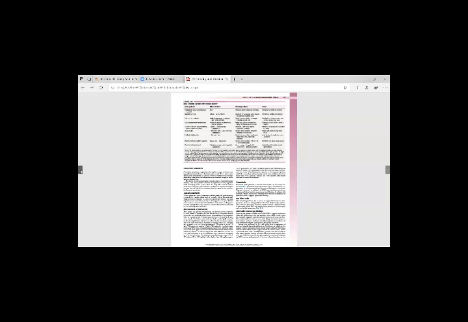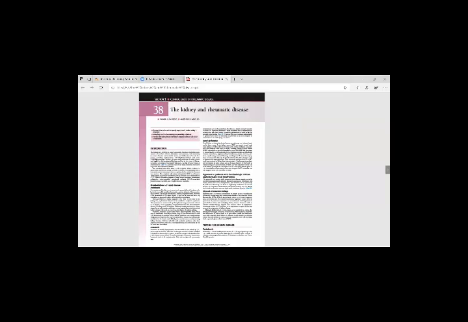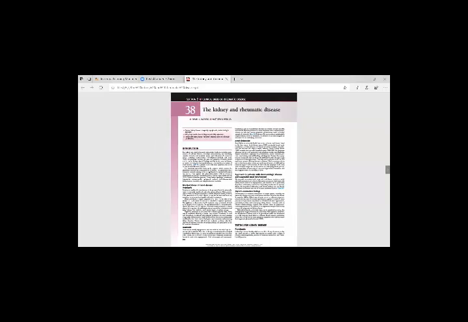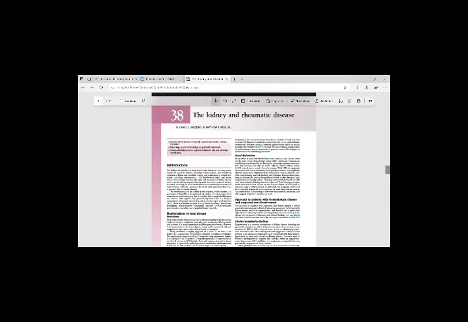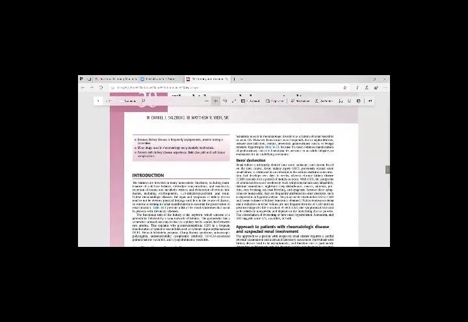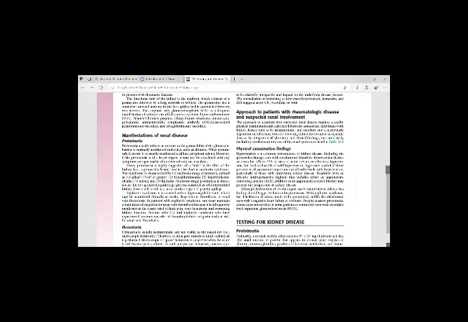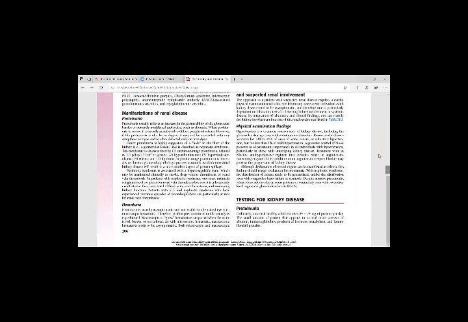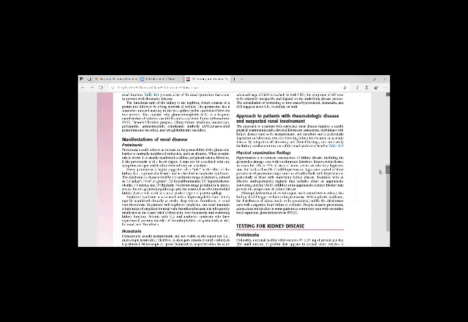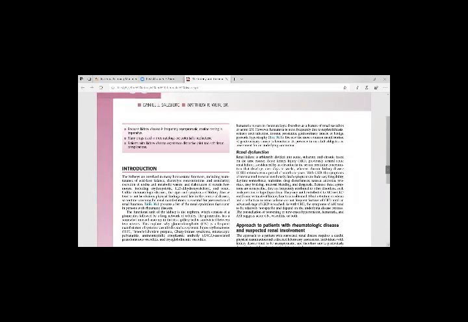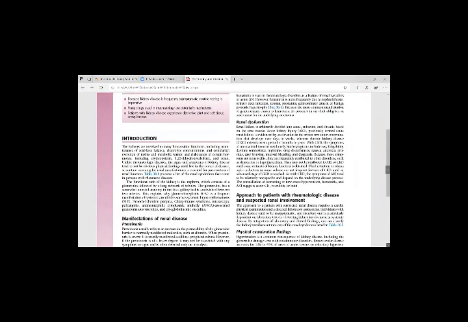So these are the clues which will lead you to think about kidney disease. Now, what are the manifestations of kidney disease? They are predominantly two: one is proteinuria, and the second is hematuria, and third will be what we call renal dysfunction. So proteinuria, how will you assess for that?